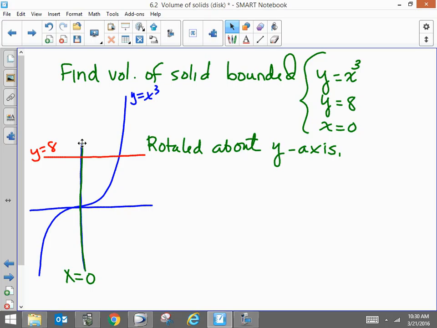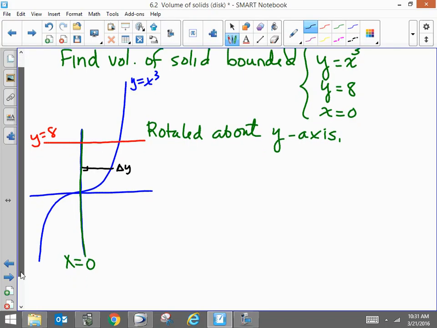Okay, so I'm rotating about the y-axis, so my radius has to go perpendicular to it. I'm going to be in terms of y. No negotiation on that piece. That's the radius of my disk. My radius is from the big curve over here, which is x cubed, but I need it in y, so what does x equal? Cube root of y. So cube root is the blue, minus 0 is the green. And that's the distance of all these disks that you would stack this way.